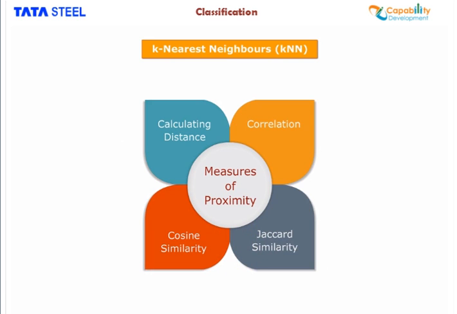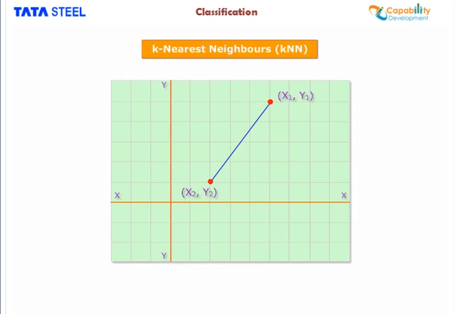There are various measures to find out the closeness of a test data point with other data points. These are called measures of proximity, and they include techniques such as calculating distance, correlation, Jaccard similarity, and cosine similarity. Here, you will come to know about the distance measure. The distance between 2 points x1, y1 and x2, y2 in a two-dimensional space can be calculated as distance d is equal to square root of (x1 minus x2) whole square plus (y1 minus y2) whole square.